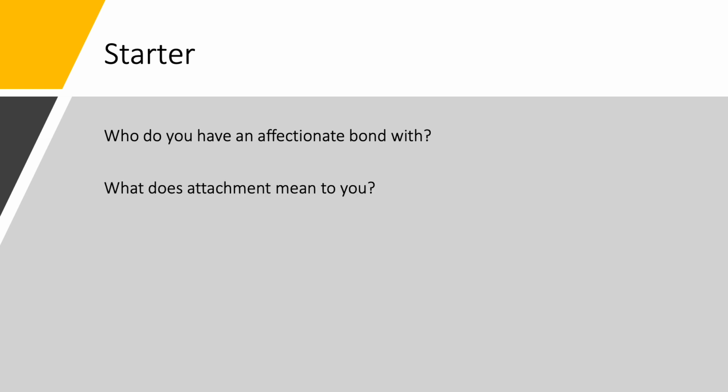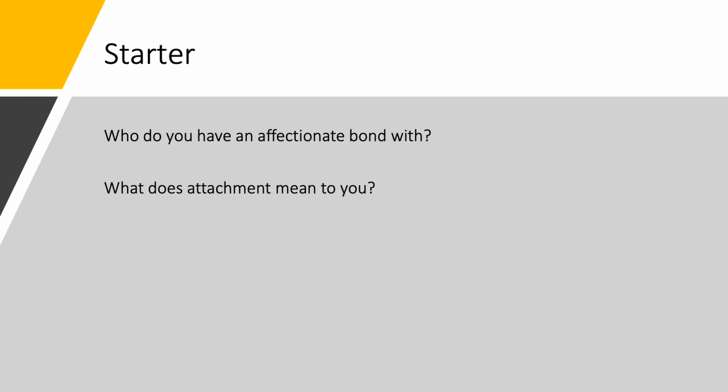Okay, so as a starter to caregiver interaction, I want you to think about, who do you have an affectionate bond with? So you might say your parents, your siblings, your friends, you might have a boyfriend or a girlfriend. And in terms of this, then what do you think attachment means? I want you to pause me and just think about it.